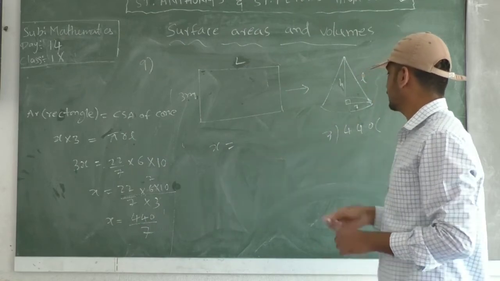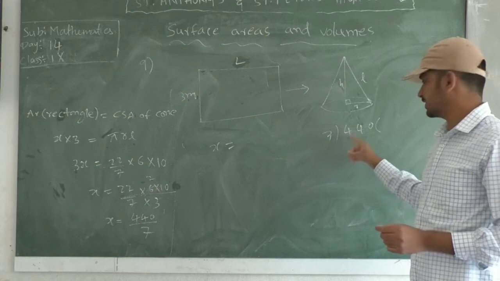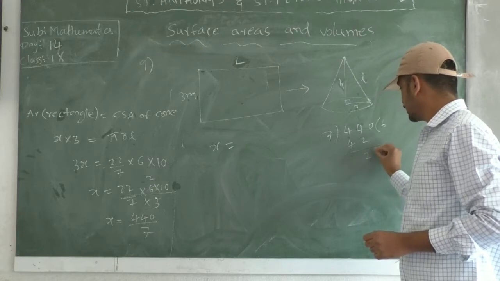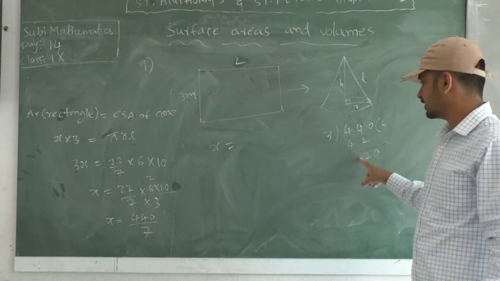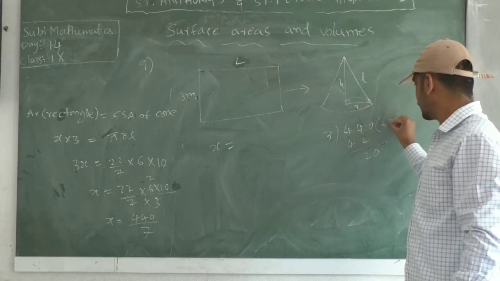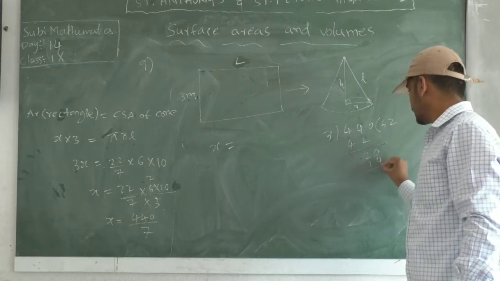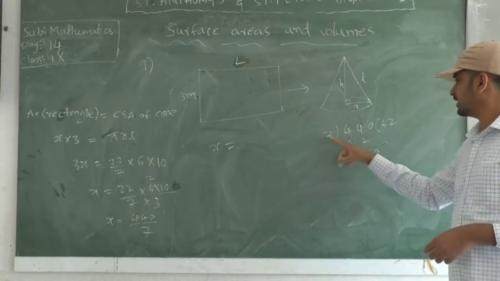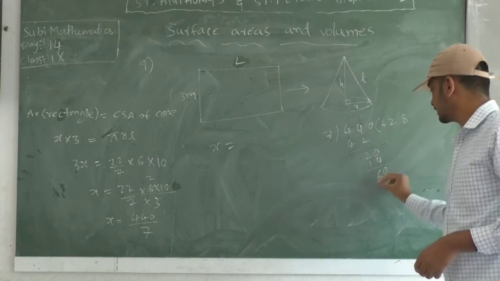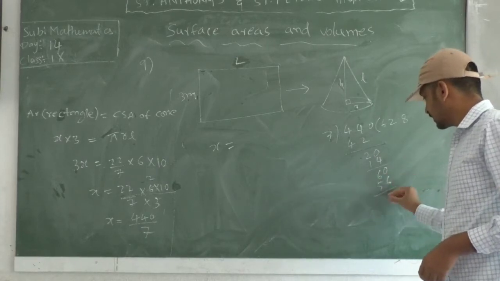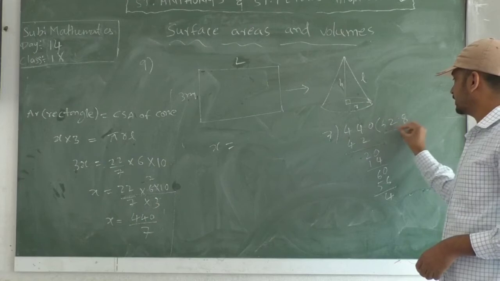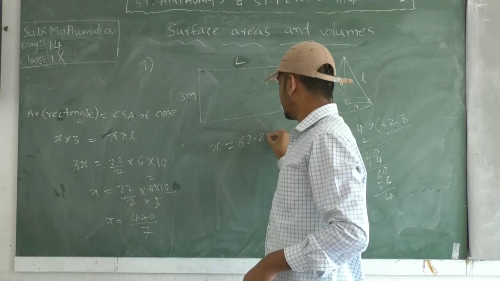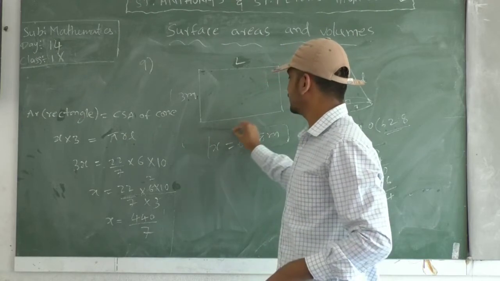440 divided by 7: 7 sixes are 42, 20 left; 7 threes are 21, we can take only 2; 7 twos are 14, 60 left; 7 eights are 56, then 4. So x equals 62.8 meters. This is the length of the tarpaulin.